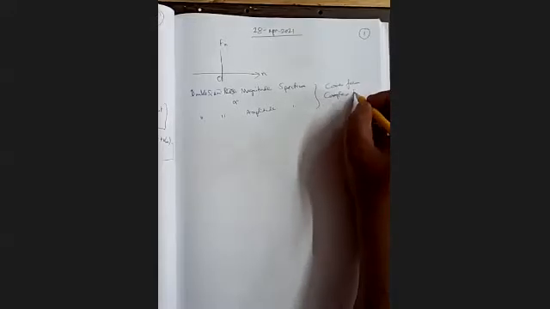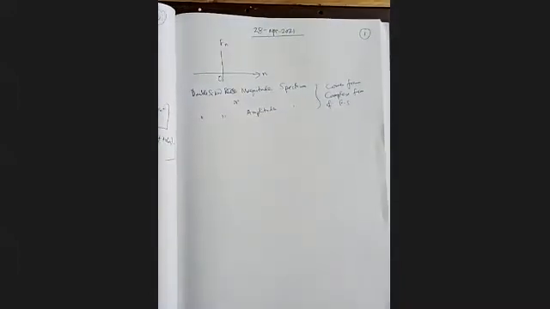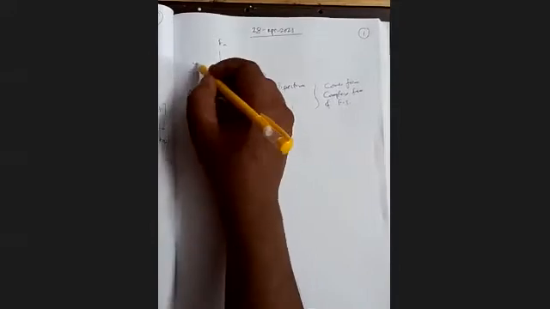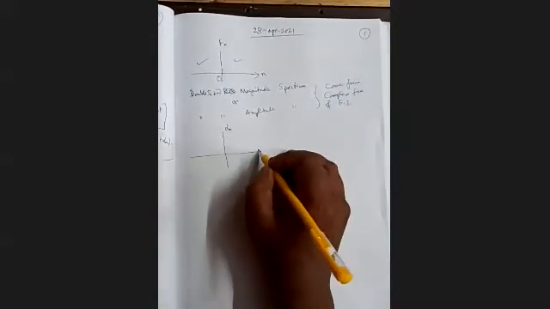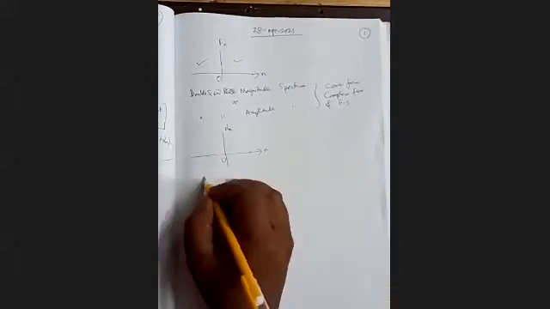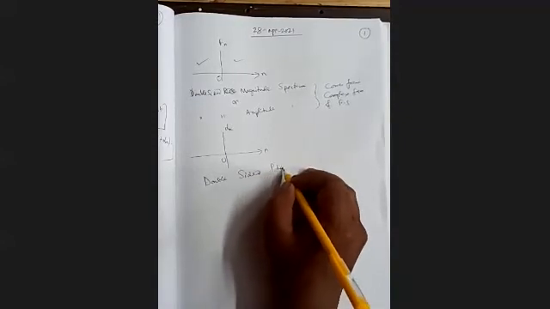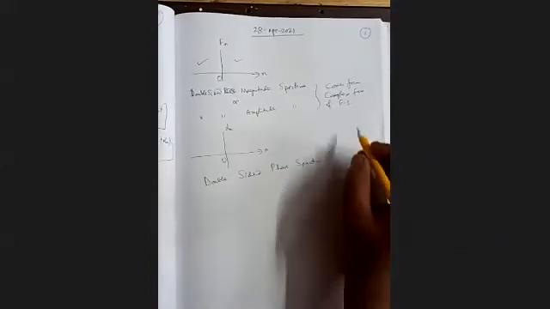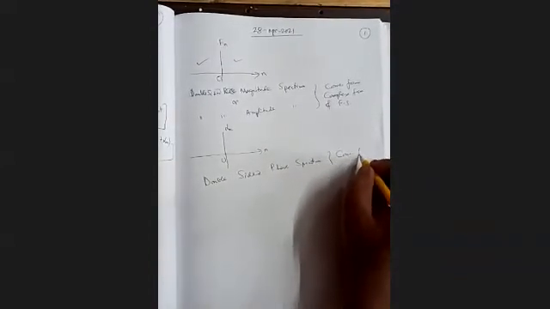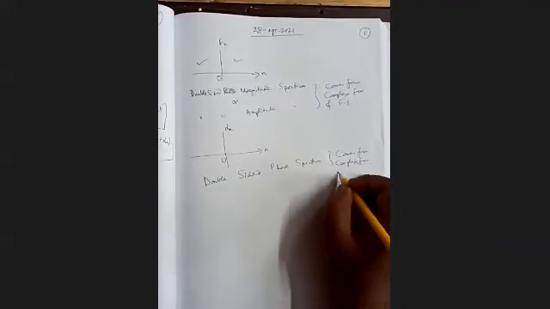Complex form of Fourier series, where n is varying from minus infinity to plus infinity. Both ways it is found. And also we can get our alpha n versus n. It is called double-sided phase spectrum. That is also coming from complex form of Fourier series.